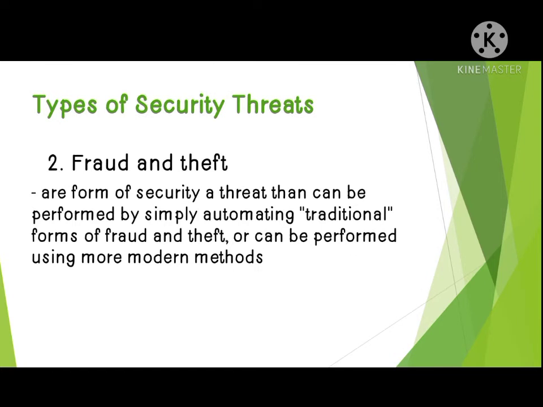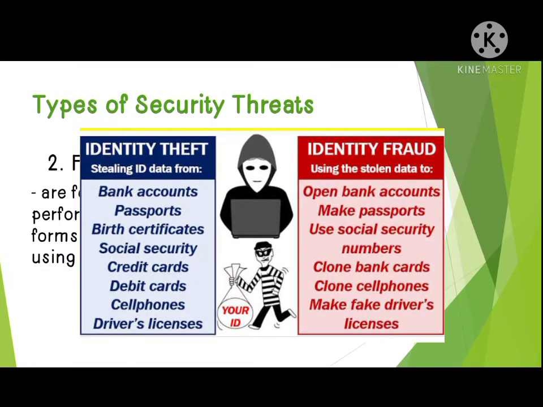The second one is fraud and theft. It is a form of security threat that can be performed by simply automating traditional forms of fraud and theft, or can be performed using more modern methods. There are two: identity theft and identity fraud. Identity theft is stealing somebody's identity data, while fraud is using the data to open accounts, etc.